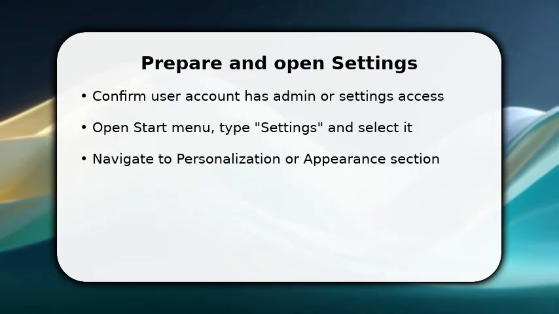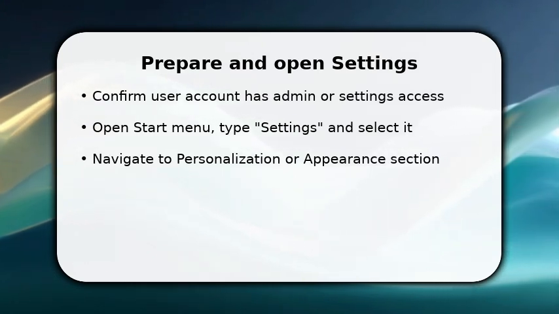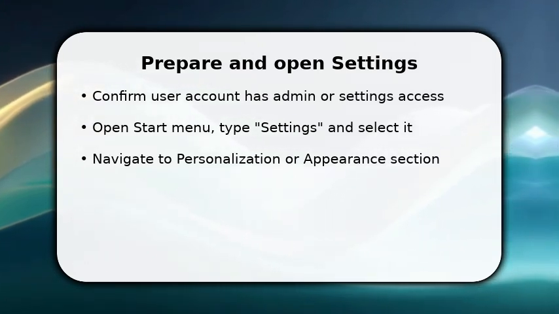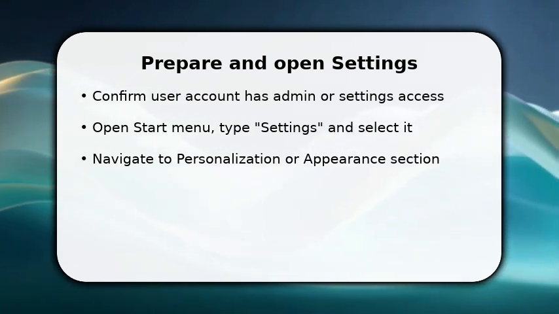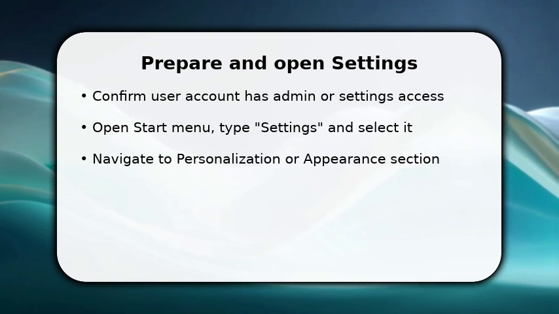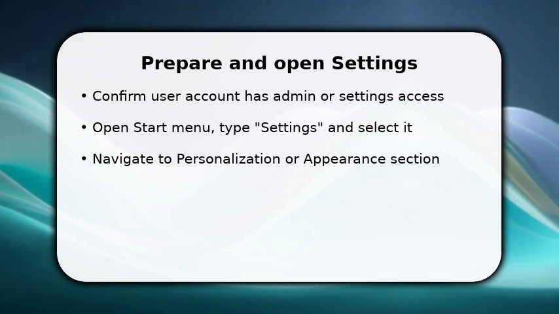You start by confirming you have access to change personalization settings. This avoids permission errors later. Once confirmed, open the Start menu, type Settings, and press Enter to launch the app so you're in the right place. Next, click Personalization or Appearance because the screensaver controls live there.